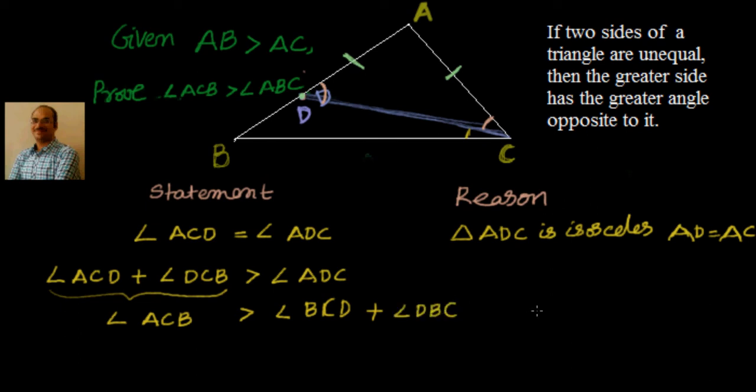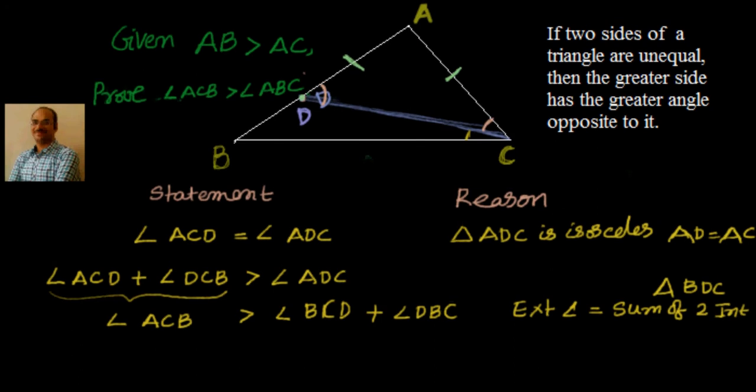The reason for this is that the exterior angle is equal to the sum of the two interior angles in the triangle. Which triangle is it? In triangle BDC. Okay. Now let's move ahead.